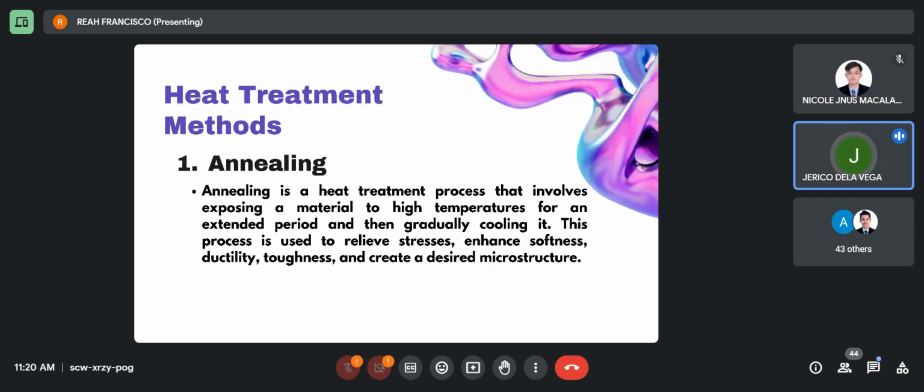The next one is the soaking. The material is held at the specific temperature for a predetermined period to ensure uniformity of the temperature throughout the material. And the last one is the cooling. After the soaking period, the material is gradually cooled at a controlled rate. The slow cooling helps in achieving the desired changes in material structure and properties. So next slide, po.